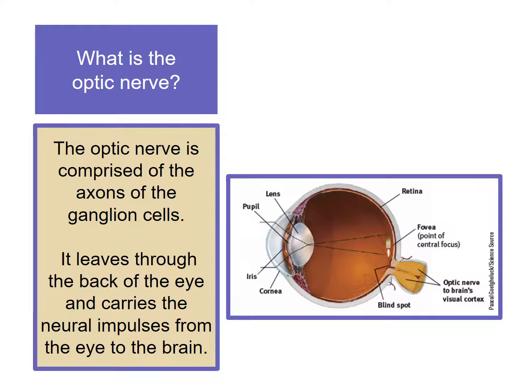The optic nerve is comprised of the axons of the ganglion cells, and it leaves through the back of the eye, as you can see in the diagram on the bottom right, and it carries the neural impulses from the eye to the brain. And you know this is happening super duper fast for our brains to be able to register what we're seeing.